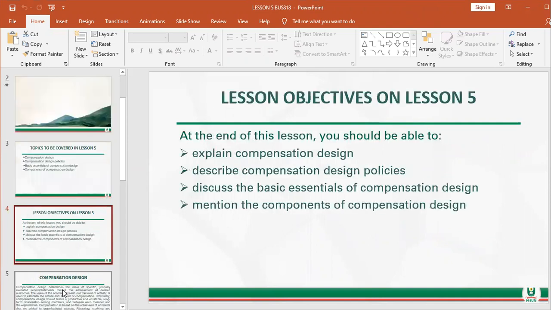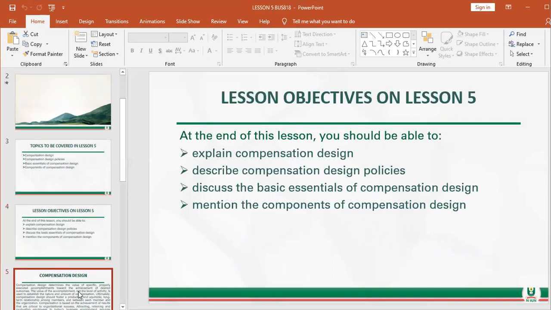And the lesson objectives are as follows. You should be able to explain compensation design, describe compensation design policies, discuss the basic essentials of compensation design, and lastly, mention the components of compensation design.